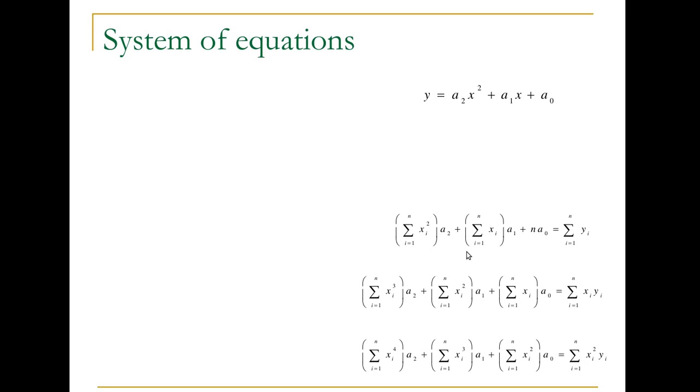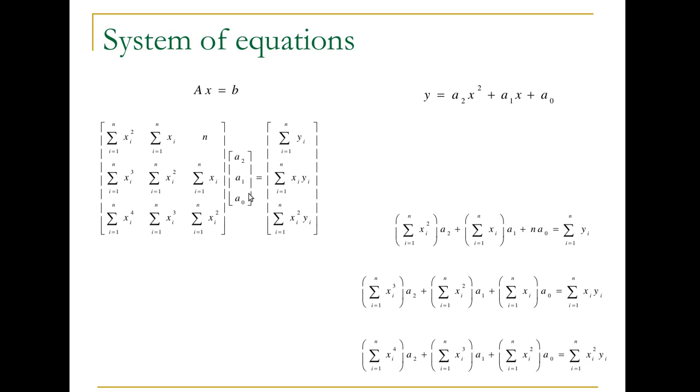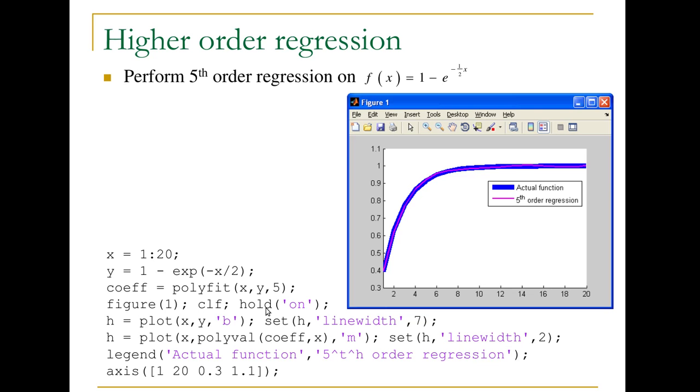This is that system again, and here it is in matrix form. So you can see that we can just solve for a0, a1, and a2, given our data points. We can perform a regression for any order of polynomial that we want. Here's an example where we have a 5th order regression. Our data comes from this function, and we want to fit a 5th order curve to that function.